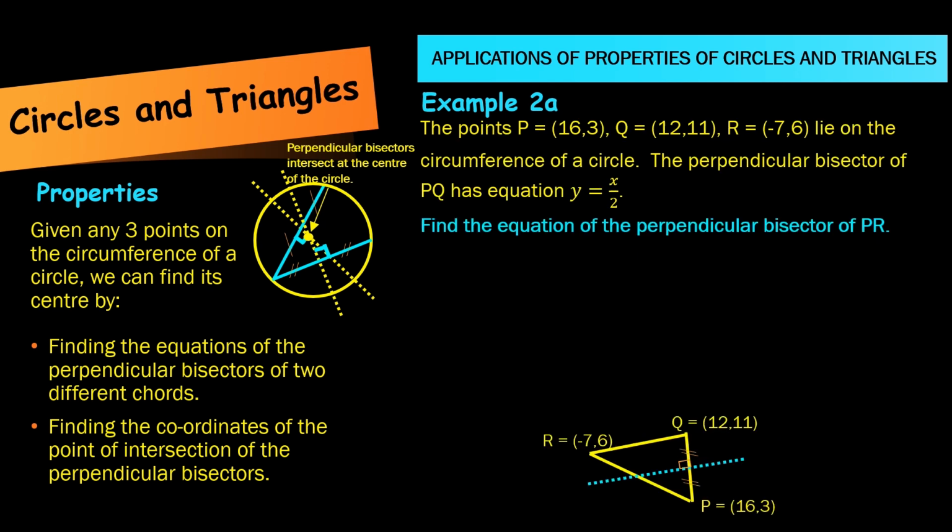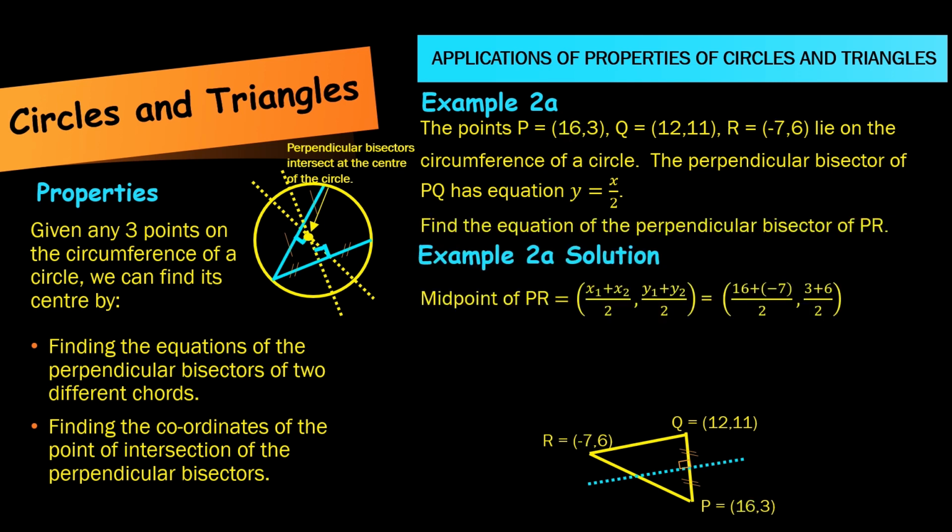We will solve example 2a first and find the equation of the perpendicular bisector of PR. Now the midpoint of PR is equal to 16 plus minus 7 all over 2, comma, 3 plus 6 all over 2. This tidies up to give 4.5, 4.5.